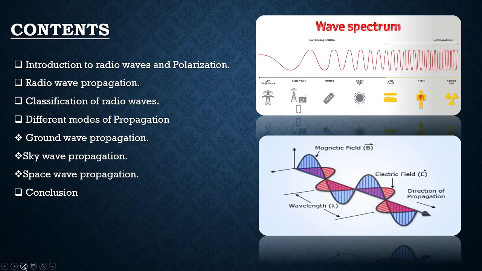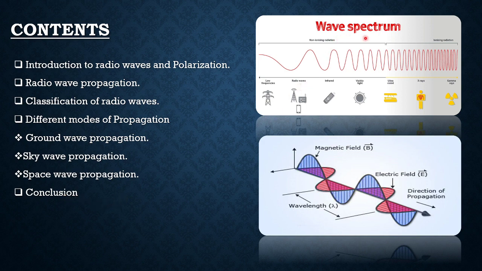These are the contents that I will be discussing with you all in this presentation. Introduction to radio waves and polarization. Here I will explain what are radio waves and its polarization, how they are polarized in bounded and unbounded media, what is the importance of antenna in transmission of radio wave signals, and so on. Radio wave propagation: how the radio wave propagates, its behavior, effect on radio waves through medium, etc. And classification of radio waves on the basis of frequencies: high frequency, low frequency, ultra high, and so on. Different modes of propagation: ground wave, sky wave, space wave. All I will be discussing in detail in the upcoming slides. In the conclusion, the importance of radio waves in our lives.